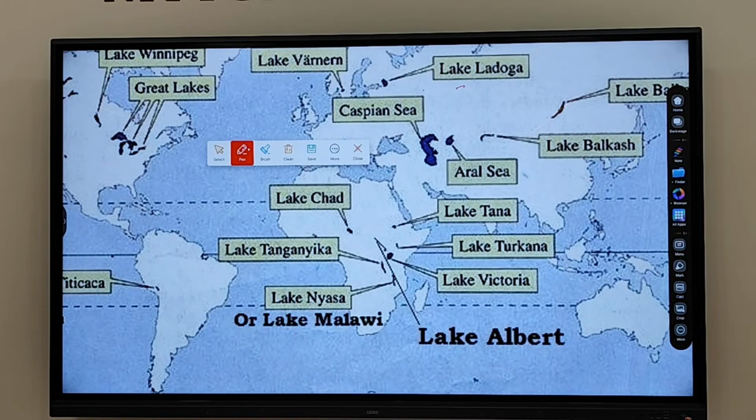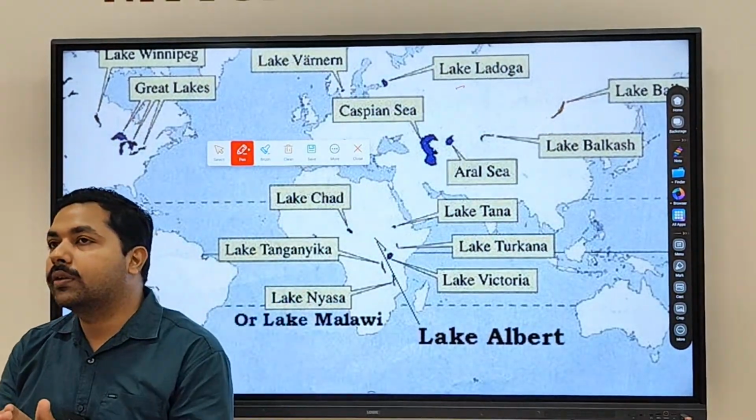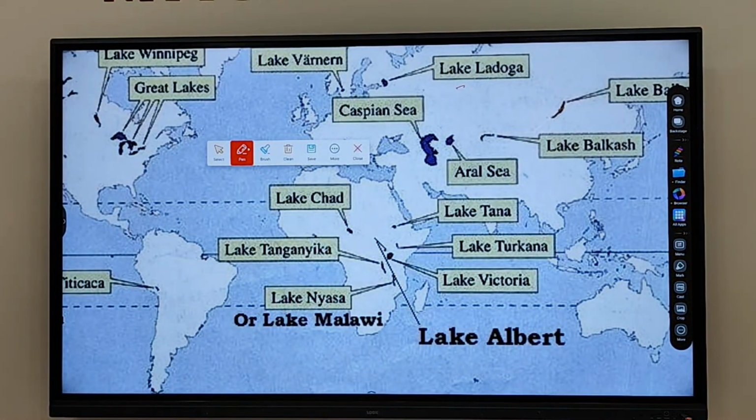Freshwater lake in Europe. Fine. So basically, under the heading, you mention important lakes continent wise. Point number 1 you write down.